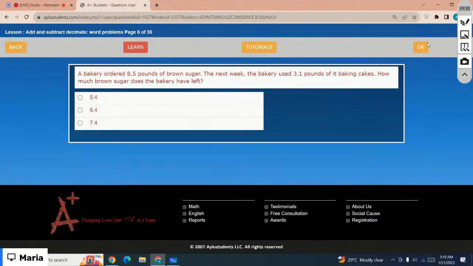A bakery ordered 8.5 pounds of brown sugar. The next week, the bakery used 3.1 pounds of it baking cakes. How much brown sugar does the bakery have left? Okay, they have 8.5 pounds, right? They use 3.1 pounds. So how much do they have left, which is the correct option?